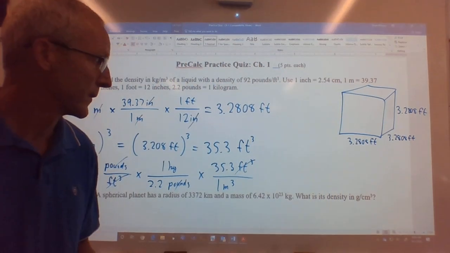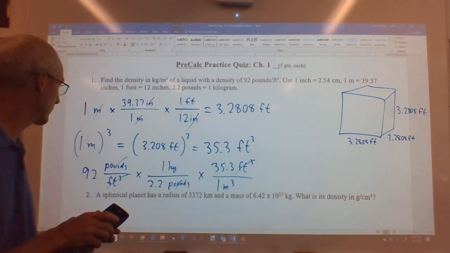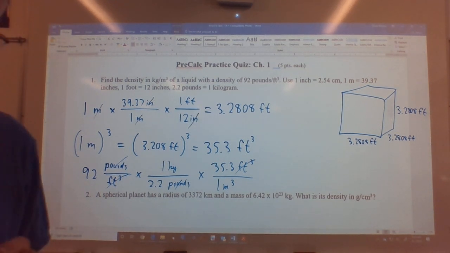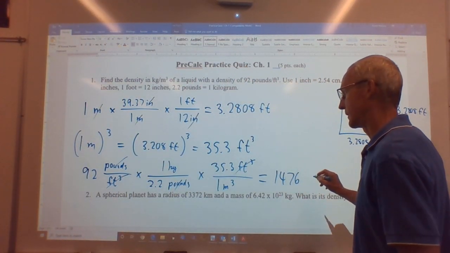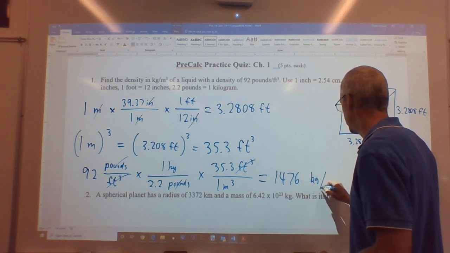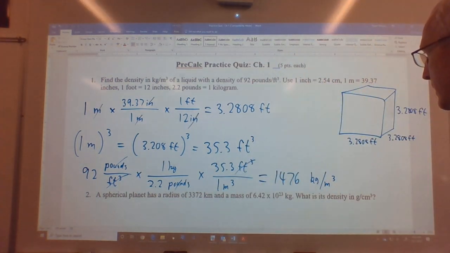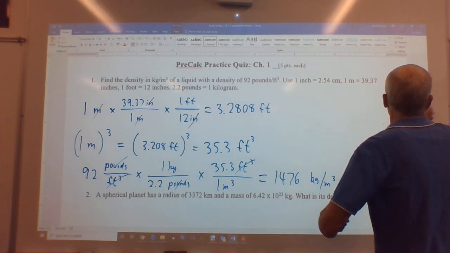So now it's calculator time, and I go 92 times 35.3 divided by 2.2. That is 1476.18. 1476 is good enough. So about 1476 kilograms per meter cubed. There's other ways to think about this. I think this is the easiest way. And so, yep. Okay, good. Hope that makes sense. Let's go on to number 2.